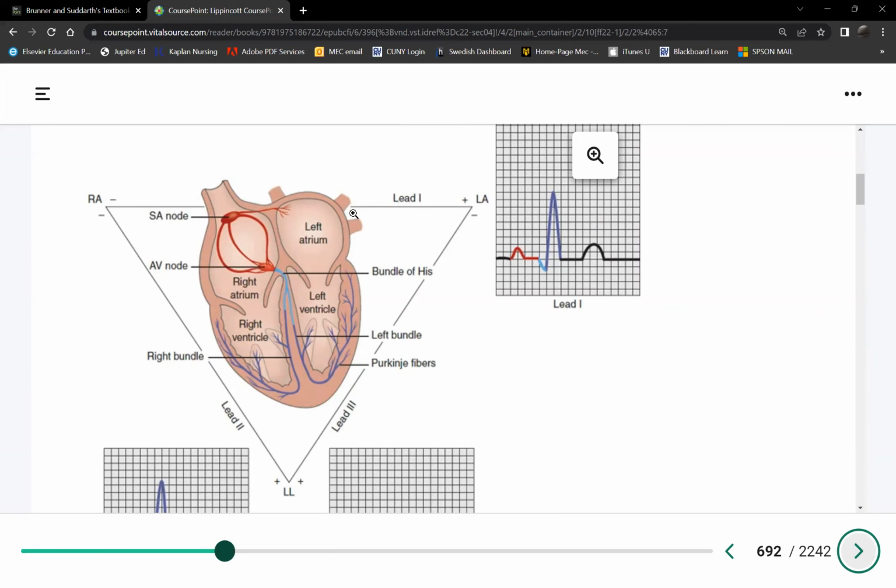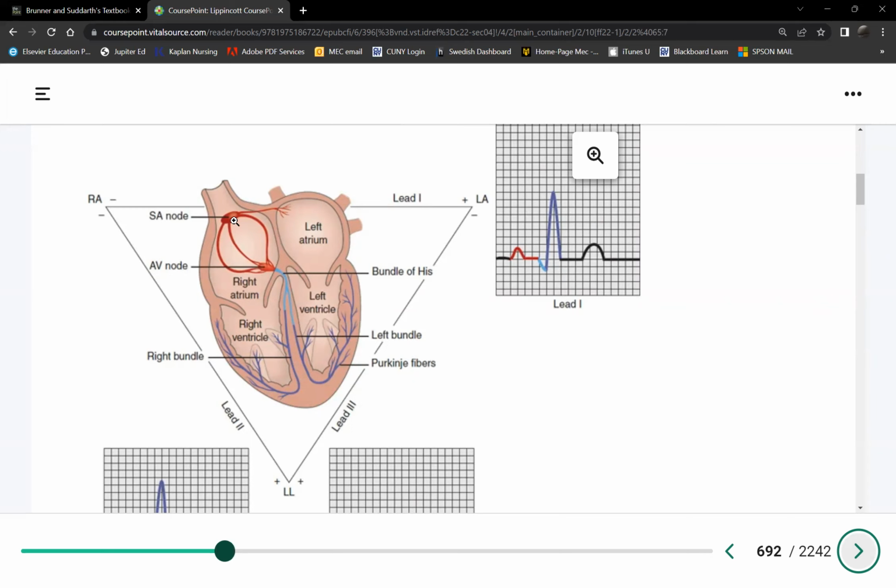Okay, so the electricity, of course, is the fastest. So that's how fast it will travel from the SA node to the left atrium. Because it's a primary pacemaker, it has certain characteristics. It can fire between 60 to 100 times a minute.